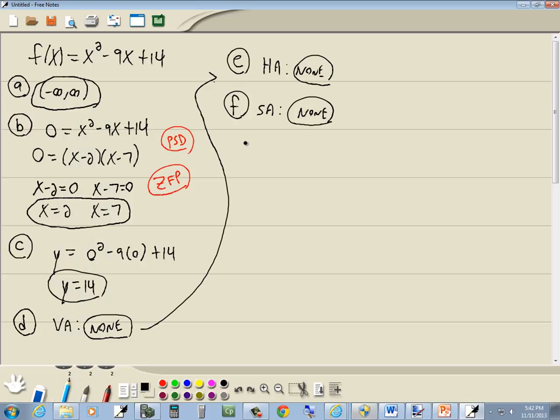G, intervals of increasing and decreasing. Well, we need to find our derivative. So f prime, derivative of x squared minus 9x plus 14 gives us 2x minus 9. Now we want to find our critical value. So we set 2x minus 9 equal to 0 and solve it. We got 2x is equal to 9. Divide both sides by 2. We got x is equal to 9/2.